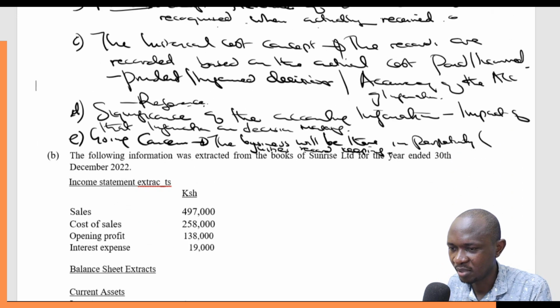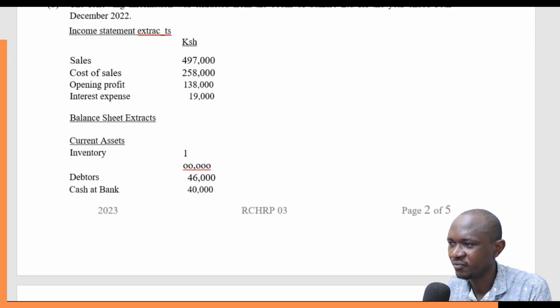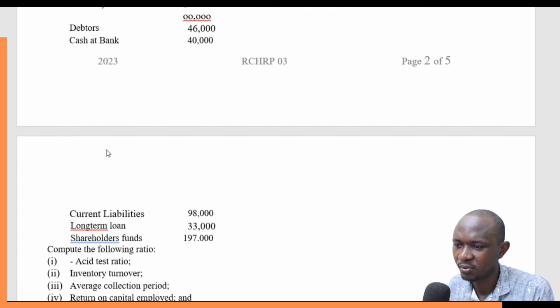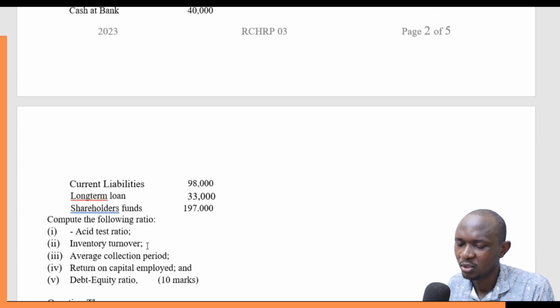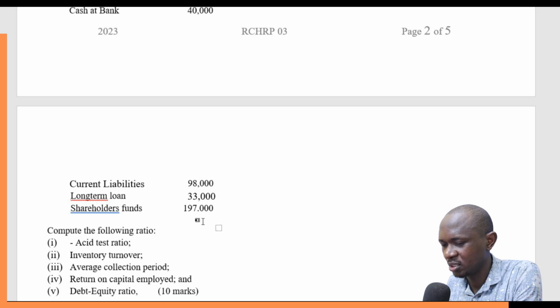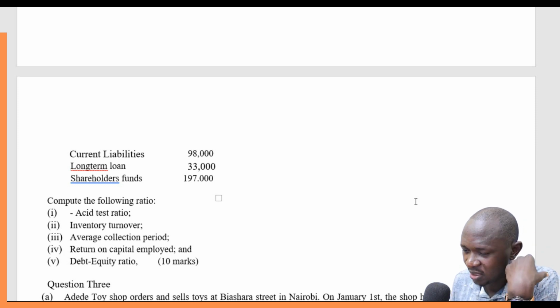Let's look at part B of the question. The following information was extracted from the books of Sunrise Limited for the year ended 30th September 2022. Income statement, we have sales, cost of sales, operating profit, interest expense. Then balance sheet, we have debtors, cash at bank, current liability, long-term loan, and shareholders' funds. So we are supposed to compute, and this is a question from the topic called ratio analysis, the following ratio: acid test ratio. Now, acid test ratio.